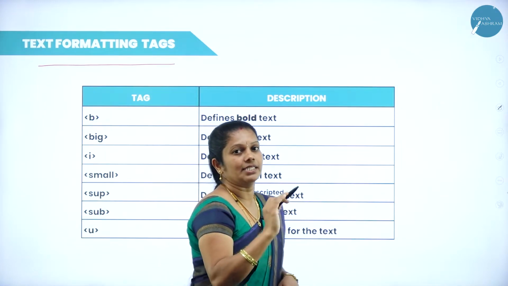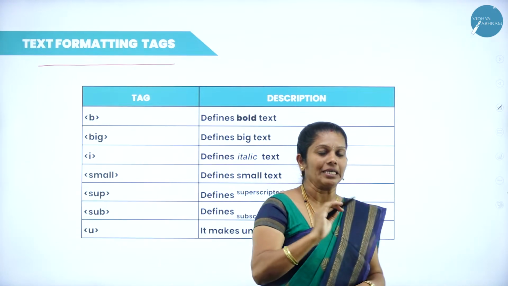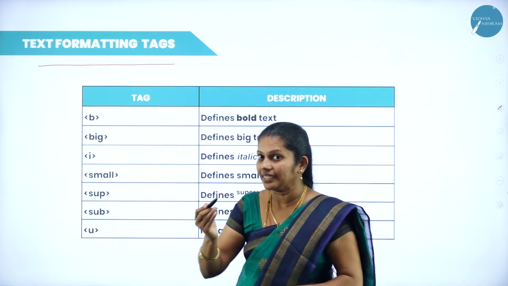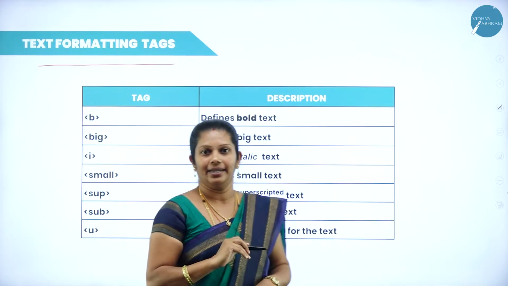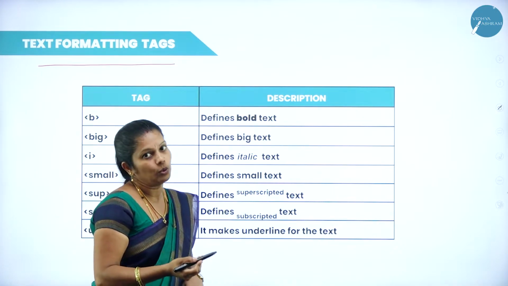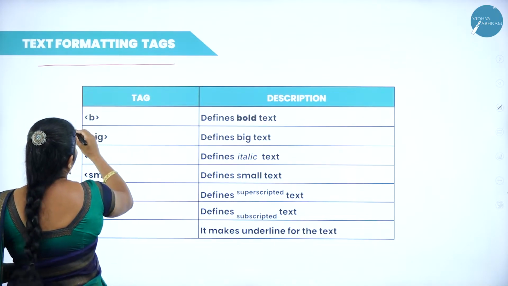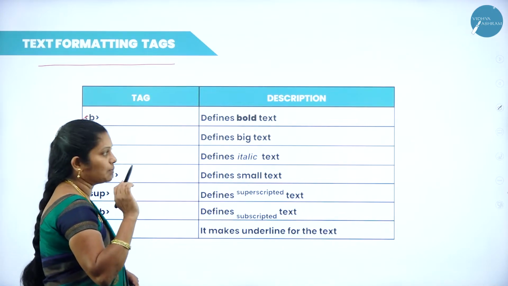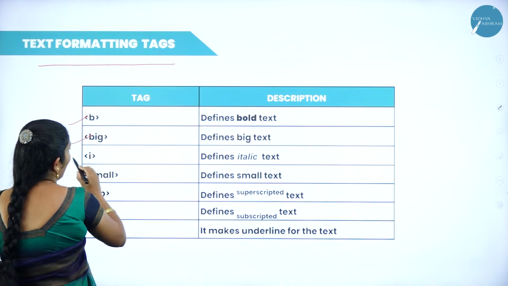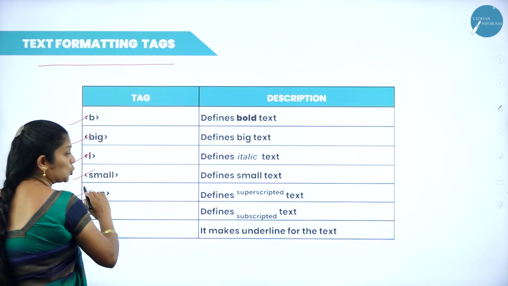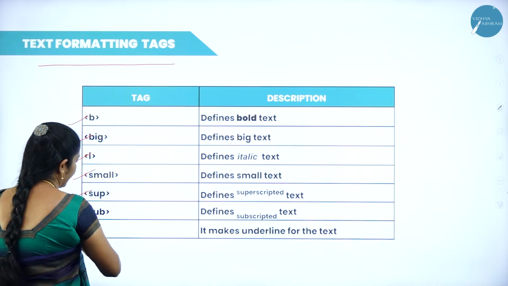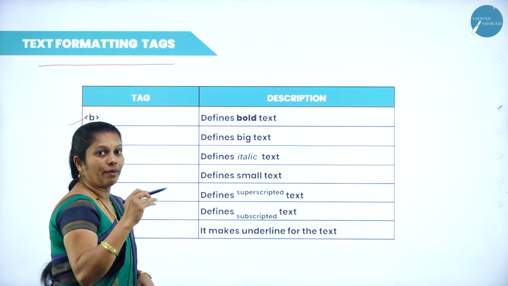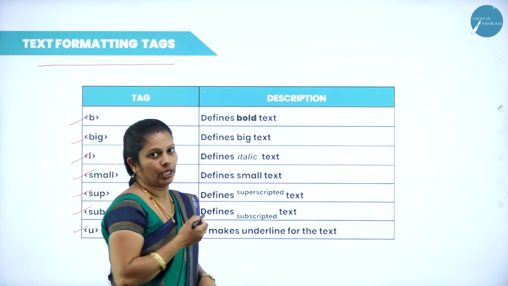The name itself suggests that text formatting means changing the content. Not only changing the content, but changing the style of the content, on whichever pattern we want to change. Under the text formatting tags, the first one is the B tag, then the big tag, I tag, small tag, superscript tag, subscript tag, as well as the underline tag. These are the few text formatting tags. To format the text, we require these.